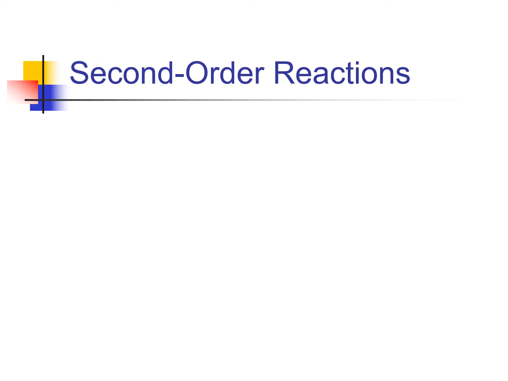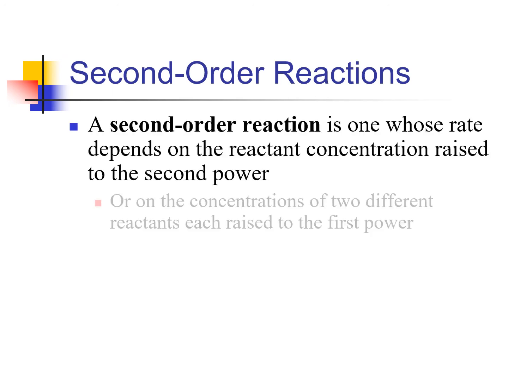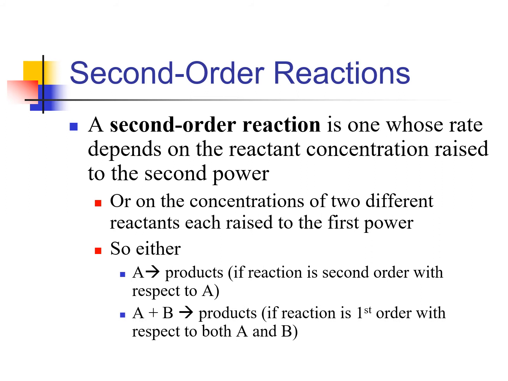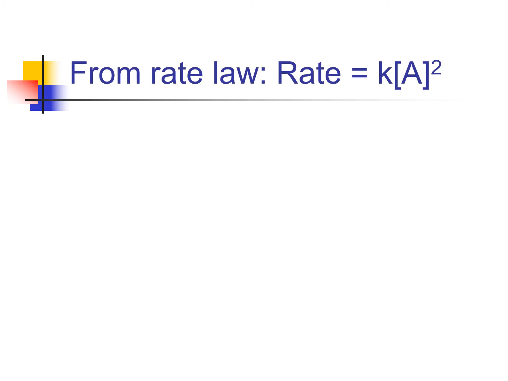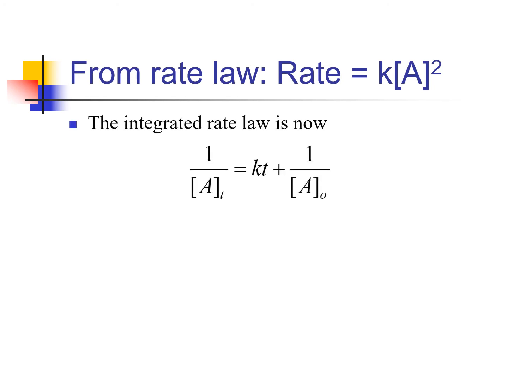Now, second order, we do very similar things. We can either have some reactant going to products if it's second order with respect to A, or A plus B goes to products if A and B are both first order. We're going to go simple. So here's a nice second order reaction. This is the integrated rate law. It's what it is. Don't ask me how. It's calculus. Ask your calculus teacher. Yes, I can do calculus. I just don't want to in this video.